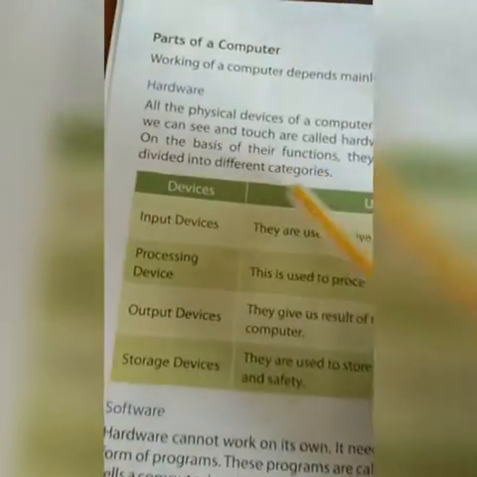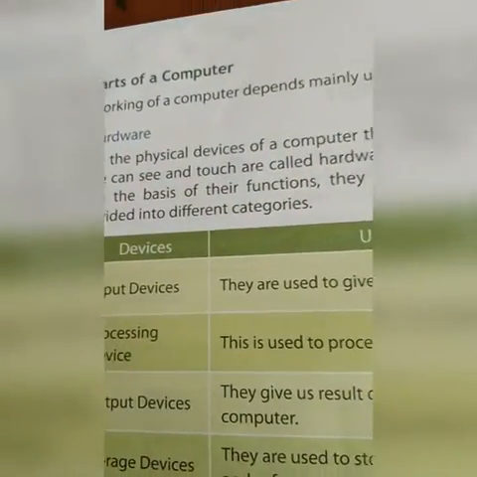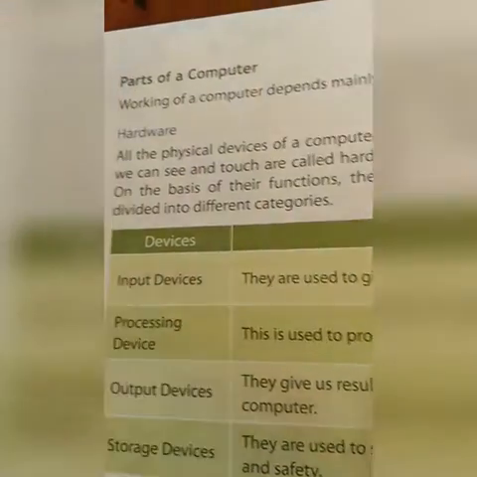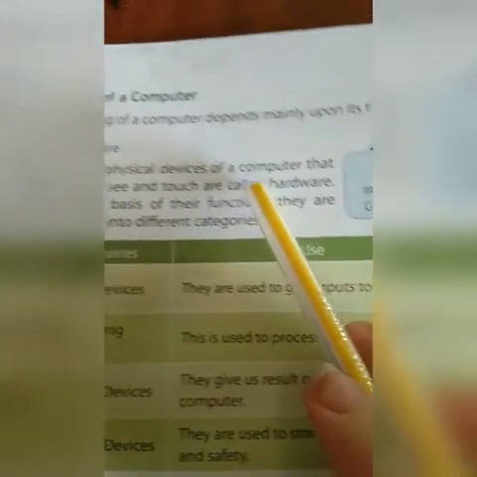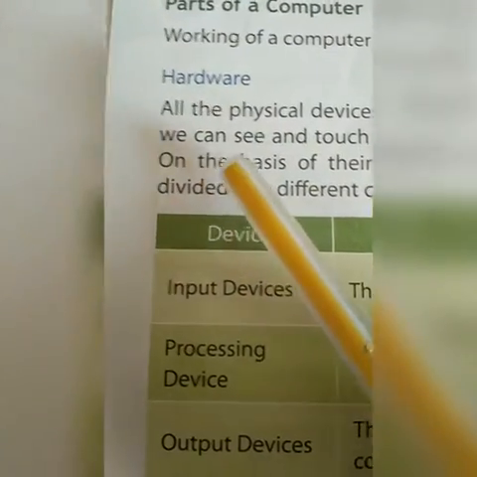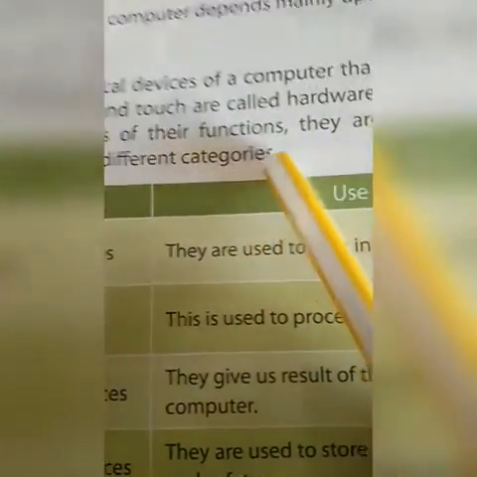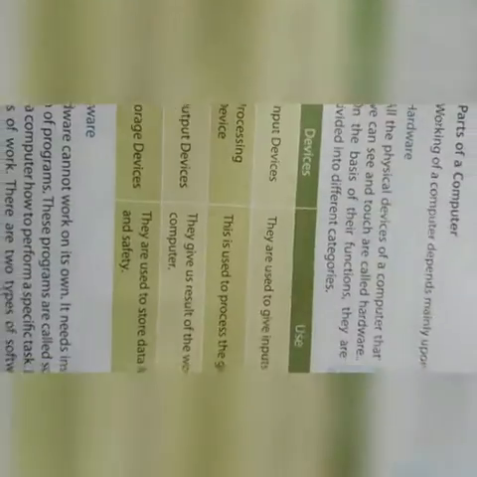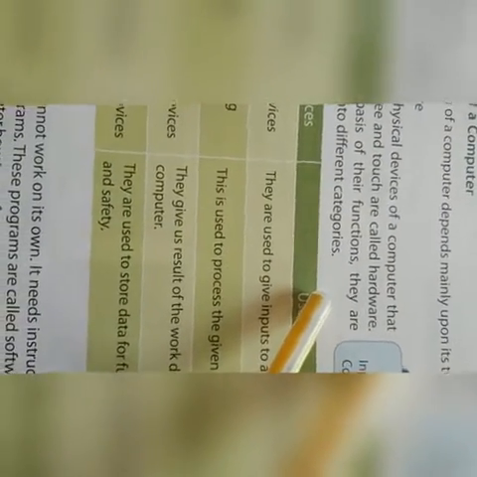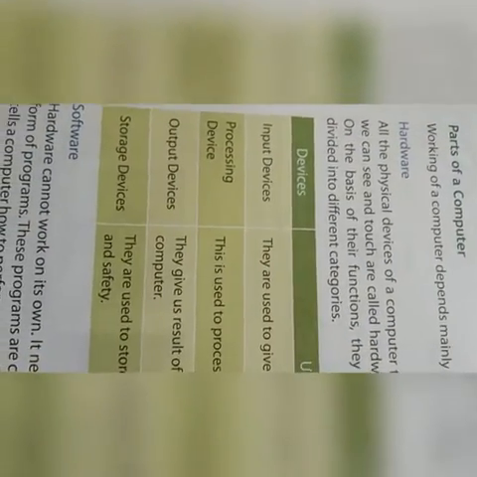So first of all we will go through hardware. All the physical devices of a computer, that means devices you can touch with the help of your body and use, are known as the physical devices of a computer. Those that we can see and touch are called hardware. On the basis of their functions, they are divided into different categories. So the meaning of hardware is clear from this paragraph.